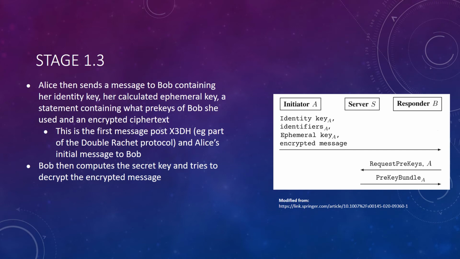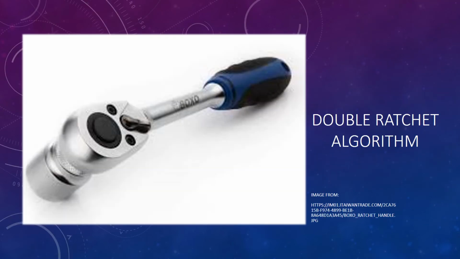Now that Alice has her ephemeral key, she sends a message to Bob containing her identity key, her calculated ephemeral key, a statement containing what pre-keys of Bob she has used, and an encrypted ciphertext. Once Bob has received the message from Alice, he will be able to compute the secret key using the same series of calculations. Bob's side of the protocol is done if the ciphertext decrypts. One of the most central and novel parts of the Signal protocol is the double ratchet key management algorithm.